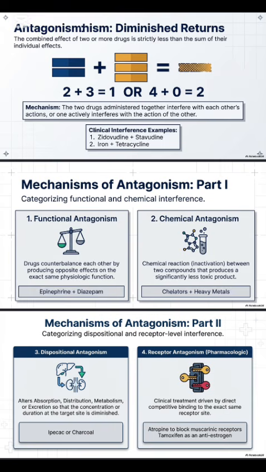A good example is epinephrine and diazepam. Next is chemical antagonism, whereby one deactivates the other one or reduces the population of the other one in the body system. A good example is chelators and metals. The next mechanism of action is by affecting drug disposition, or total level interference. Drug disposition: they alter the absorption, distribution, metabolism, and excretion of the drug. And drugs that can do that are ipecac or charcoal.